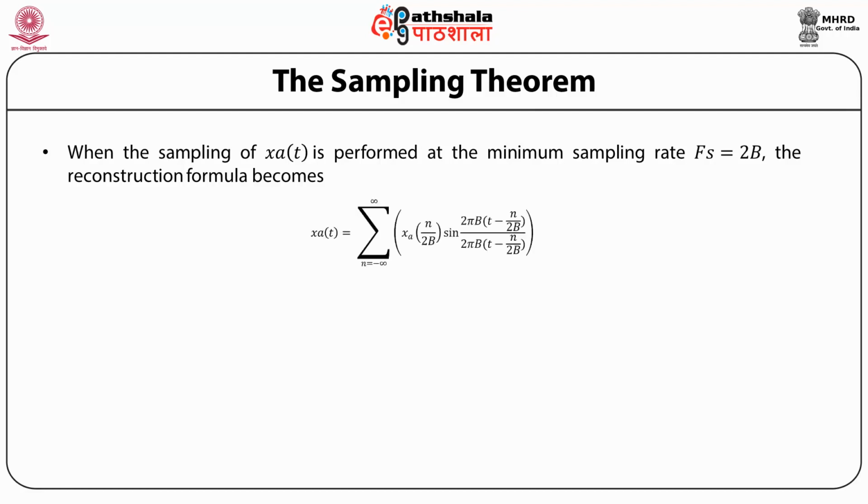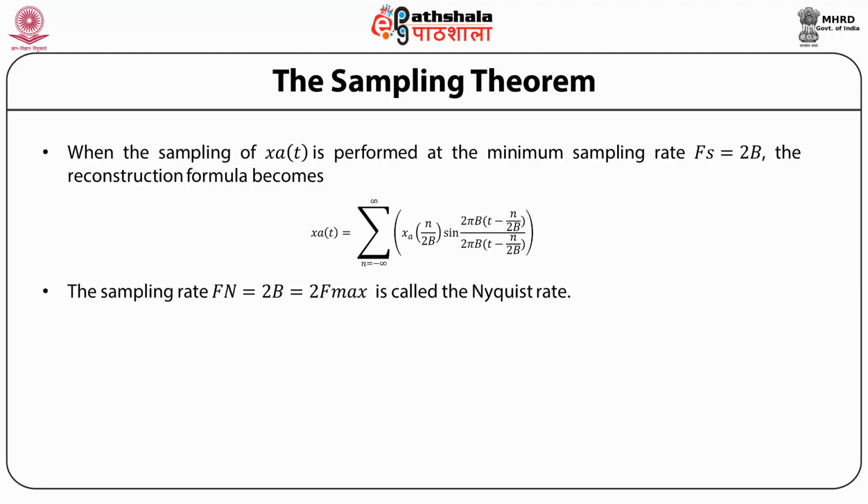x_a(t) equal to summation n equal to minus infinity to infinity over x_a(n/2B) multiplied by sine of 2 pi B (t - n/2B) divided by 2 pi B (t - n/2B). So the sampling rate Fs equal to 2B equal to 2 F max is called the Nyquist rate.